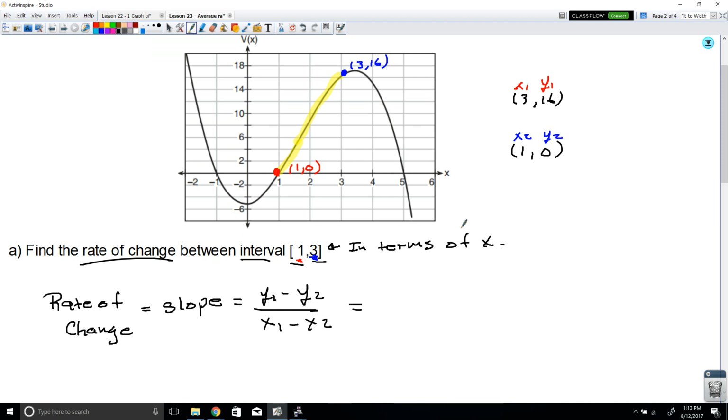So we got values. We have a formula. Let's find the rate of change. So the rate of change is y1 minus y2. So that's going to be 16 minus 0. So let's write that down. Divided by x1 minus x2. So that's going to be 3 minus 1.